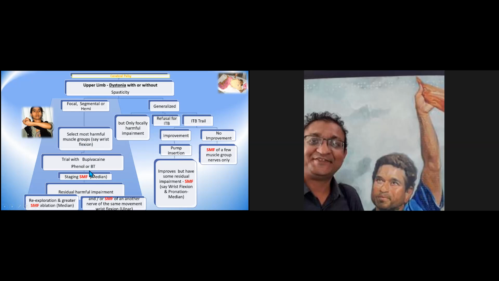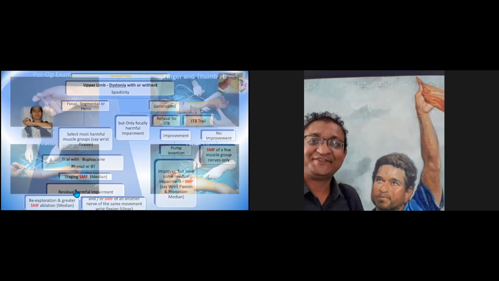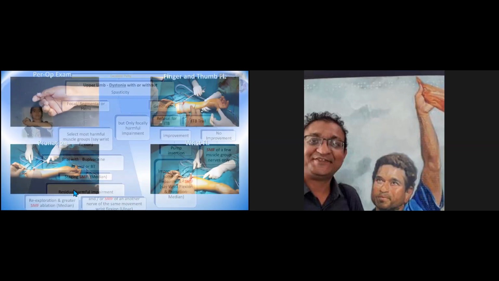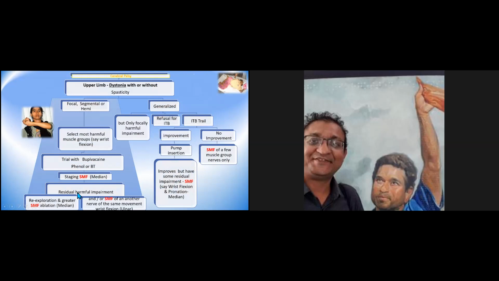Once we are very sure, then we go for staging SMF. Say for wrist flexion, median nerve initially, not the ulnar nerve. If there is still residual harmful impairment or dystonia, in that case either we re-explore the same nerve or we go to another nerve, for example the ulnar nerve. And that is how we try to relieve the wrist flexion problem. And similarly pronation, and by musculocutaneous, the elbow flexion.